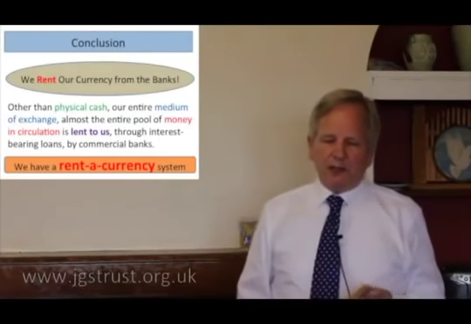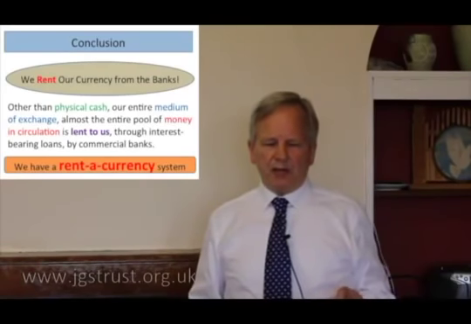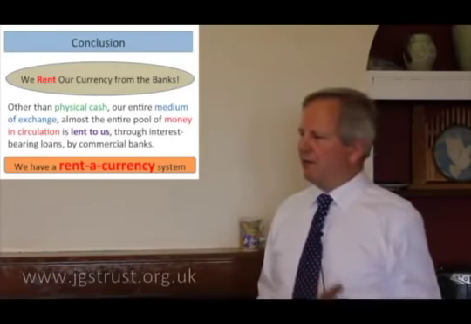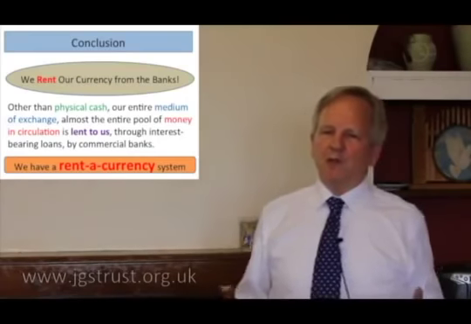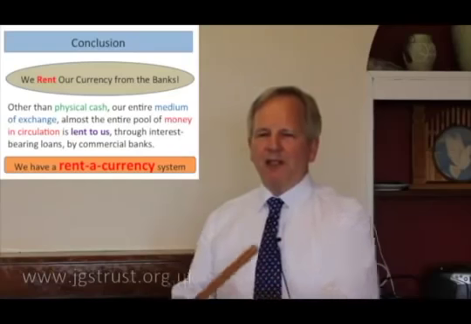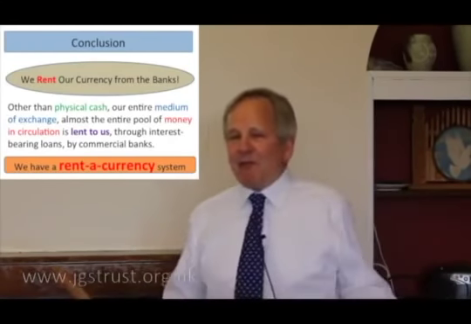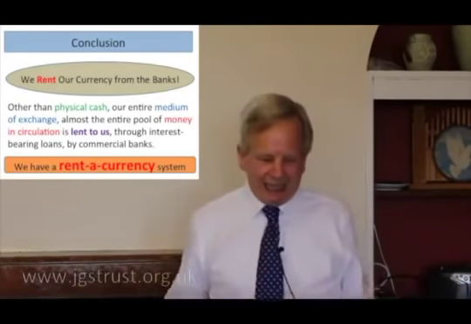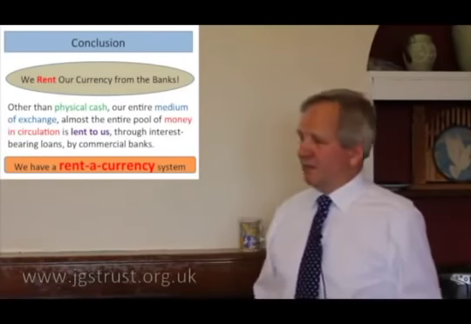So the conclusion is we actually rent our currency, our medium of exchange, from the banking system, through these interest-bearing loans. And that's weird, isn't it, when you think about it? They charge us for using their numbers, which cost them nothing to type in. Well, my numbers are as good as their numbers, as a mathematician, I must say this. So why am I forced to rent their numbers? So I like the phrase that we have a rent-a-currency system.